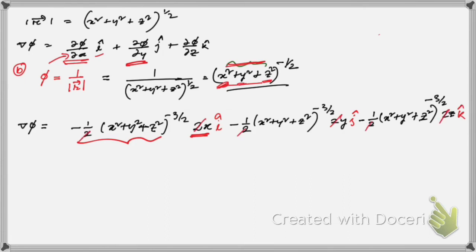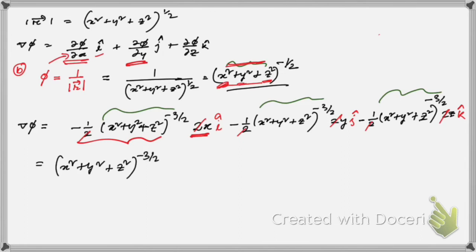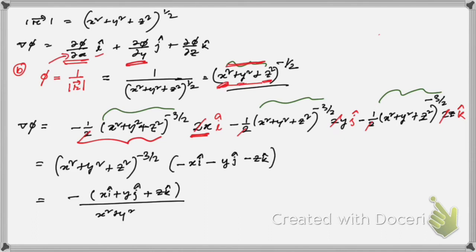Here 2 cancels, right? So here you can take common, right? These 3 terms. If you take this common, then you will get minus 3 by 2 here. Then within bracket you will get minus x i cap minus y j cap minus z k cap, right? So now you see this can be written as minus x, taking minus common, you can write this one, and here you will get x square plus y square plus z square whole to the power 3 by 2.